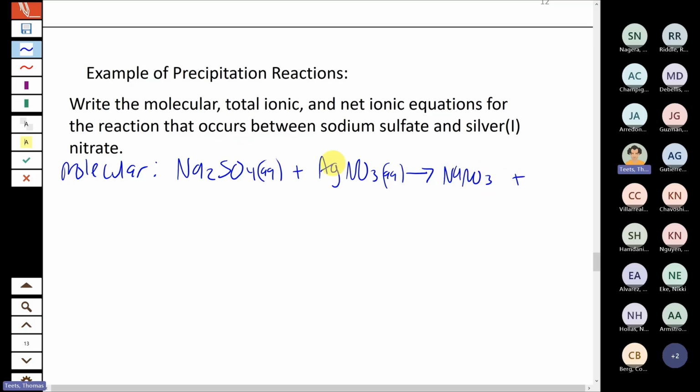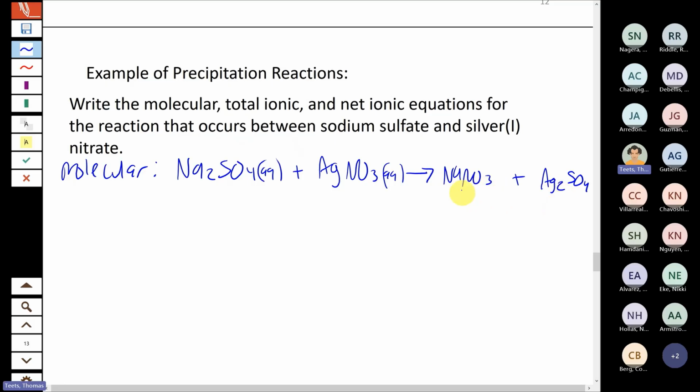And then silver, which is our cation from the second reactant, Ag+, is going to pair with sulfate, SO4 2-, to make the second product. So that would be Ag2SO4. And then we have to predict if either or both of these products is insoluble and mark it with an S.